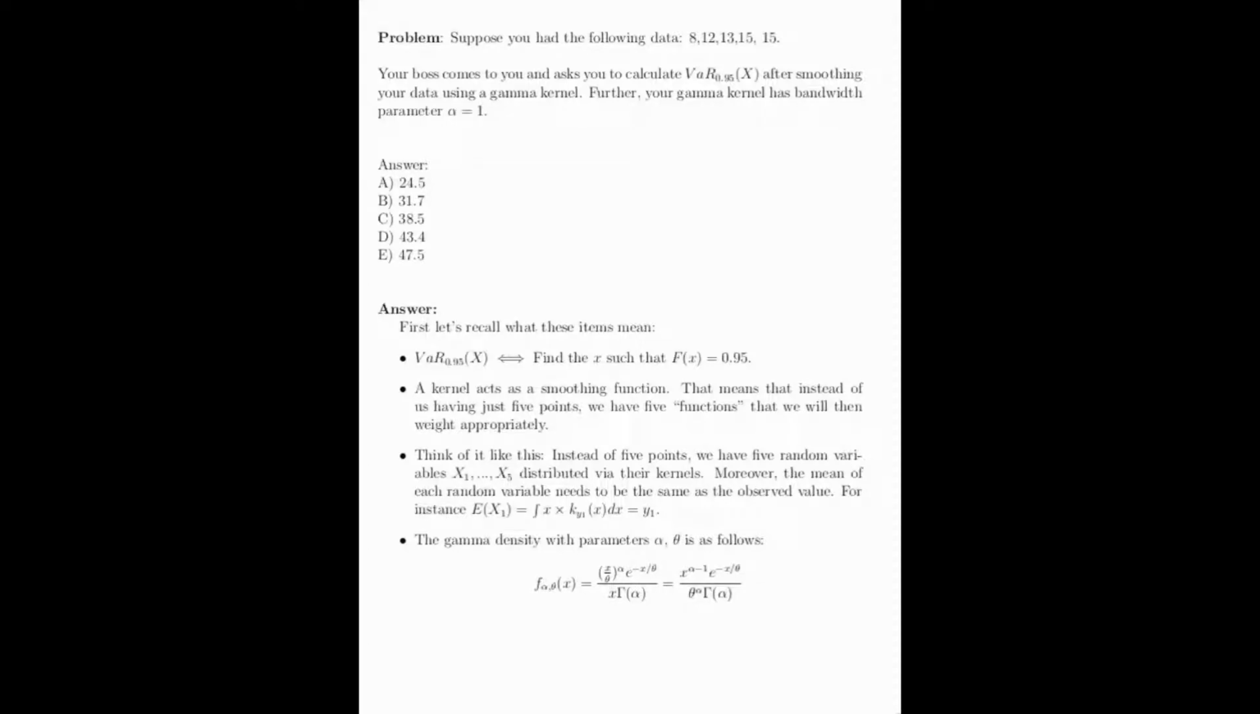Hello. In this problem, we're going to be talking about how to calculate a value at risk at the 95th percentile after smoothing your observed data using a gamma kernel. So with that, let's get right into it.